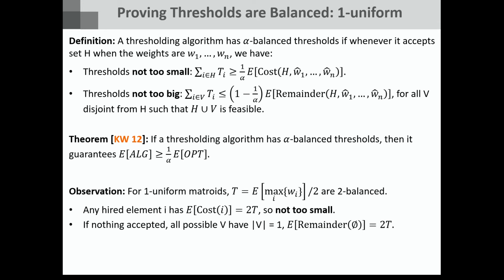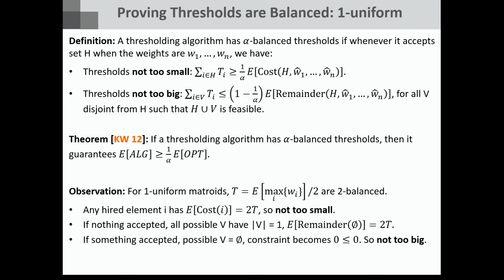Now let's reason about the thresholds not being too big. If we don't accept anything, what are the v that we can possibly add and still be feasible? It's any set of size 1. What is the threshold that we would have used to reject the element in v? It's exactly this. And what's the expected remainder of the empty set? It's exactly the expected max, which is twice our threshold. So if we accept nothing, then the sum of thresholds will be exactly t, and this will be exactly 2t over 2, which is also t. So it's good. If instead we accept something, then the only v we can add and still be feasible is the empty set. So the sum of thresholds will be 0, and the expected remainder will also be 0. So you immediately get not too big as well.